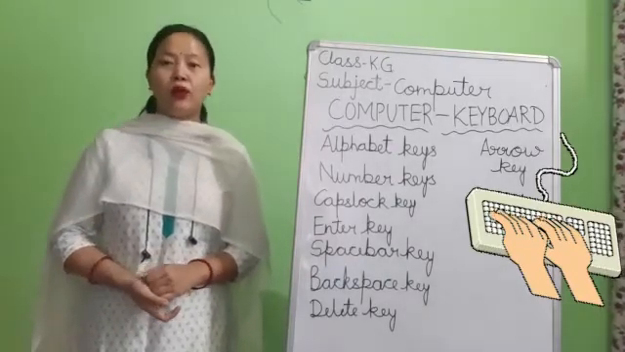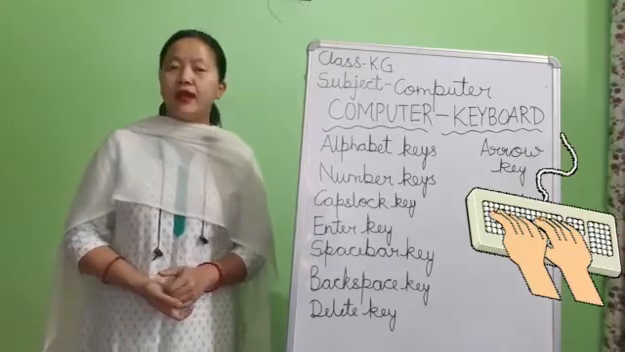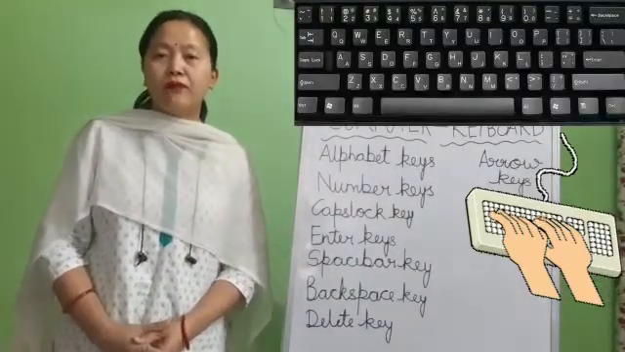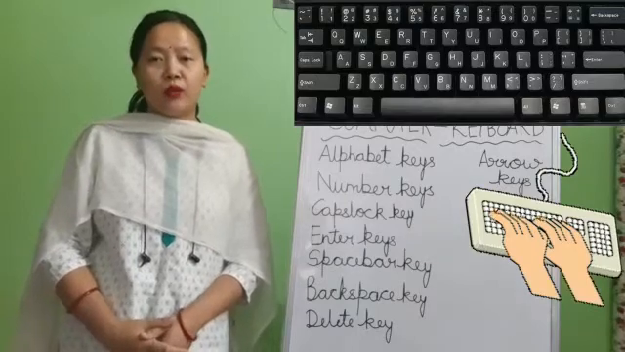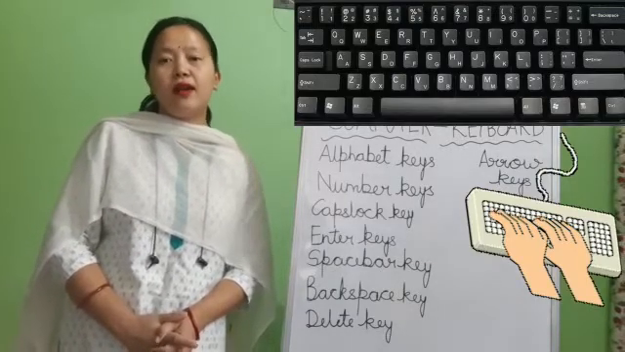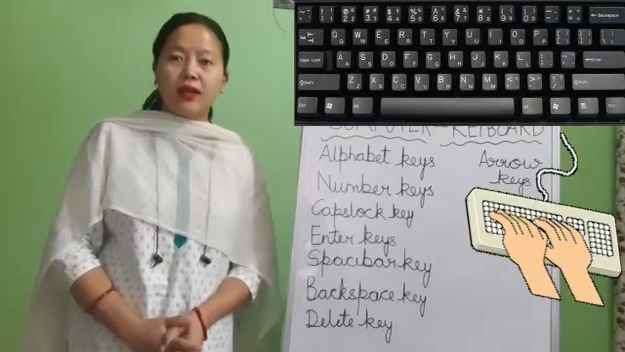Now children, what is a keyboard? A keyboard looks like a typewriter. Now children, see, I told you that there are 104 keys on the keyboard. How many keys are there on the keyboard children? There are a total of 104 keys on the keyboard.